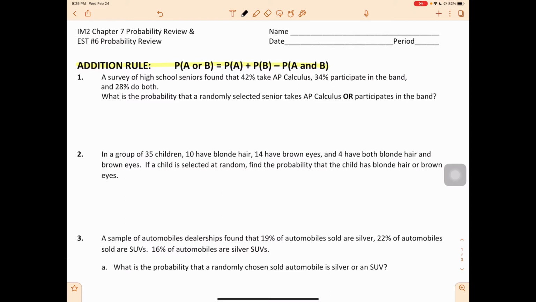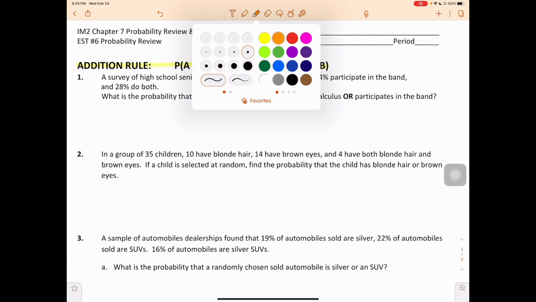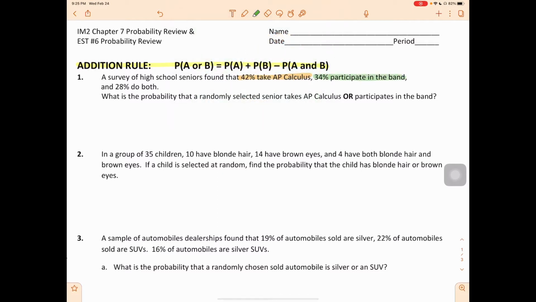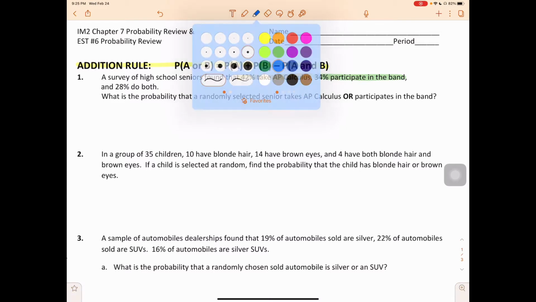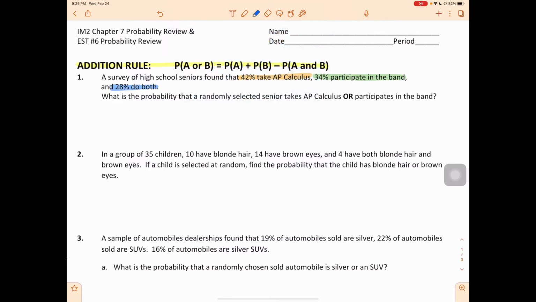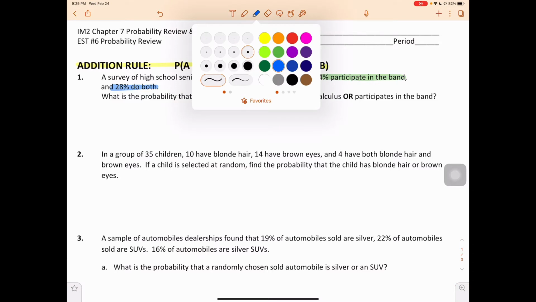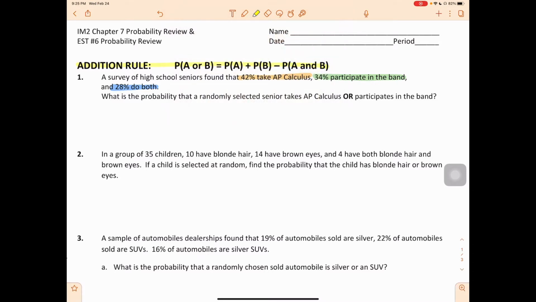So here, the first one says, a survey of high school seniors found that, let's start highlighting, that 42% take AP Calculus, 34% participate in the band, and 28% do both, okay? So then it asks us, what is the probability that a randomly selected senior takes AP Calculus or participates in the band? So here, as soon as I see the or, I know that it is the addition rule, okay?